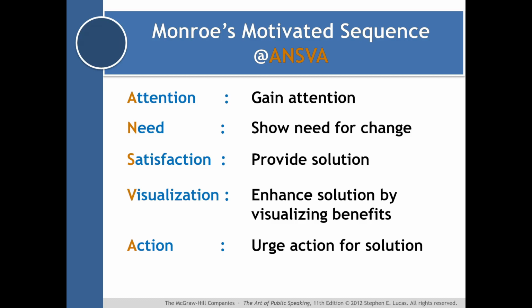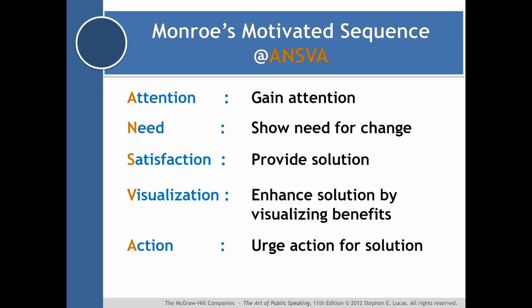Visualization is enhancing the solution by visualizing benefits. You need to show them what will happen with the solution that you provide. What images can you conjure up in them, so that maybe after they donate blood, they can see a lot of people receiving the donation. There will be fewer people needing blood. So you are visualizing the benefits of doing that.